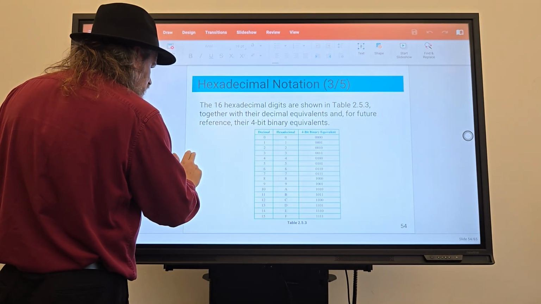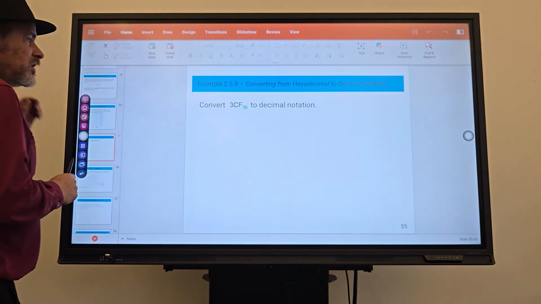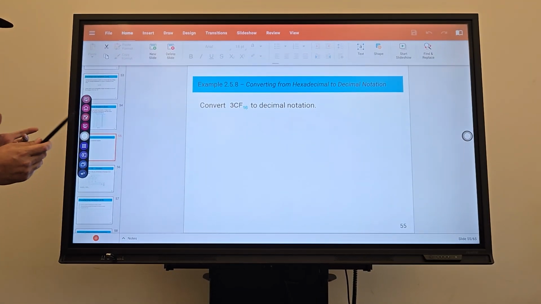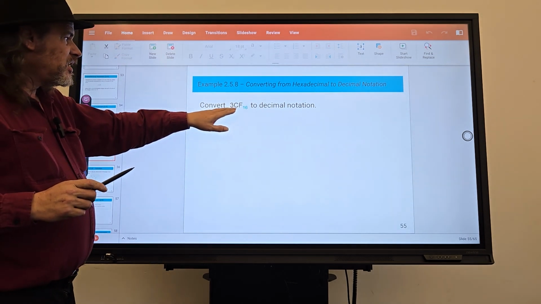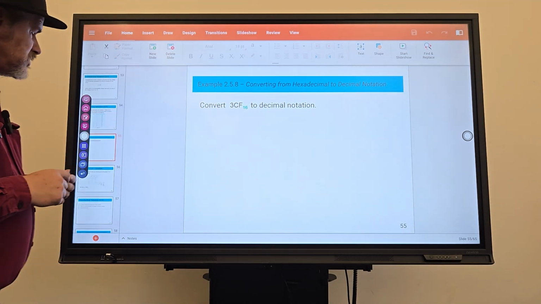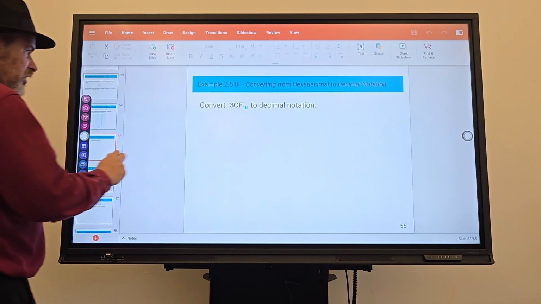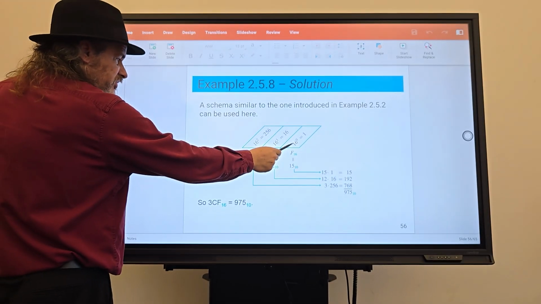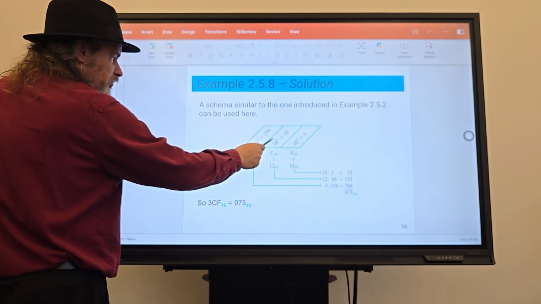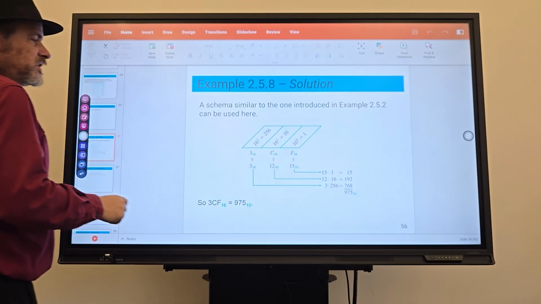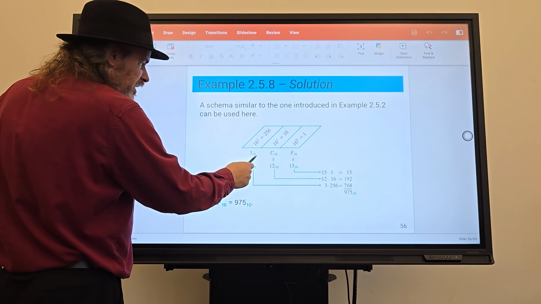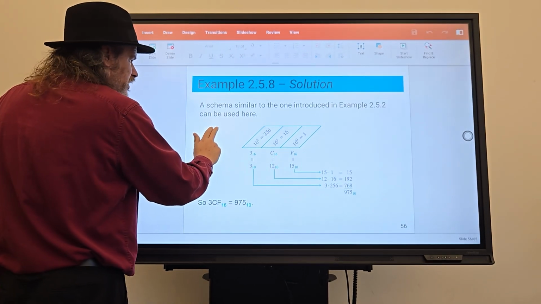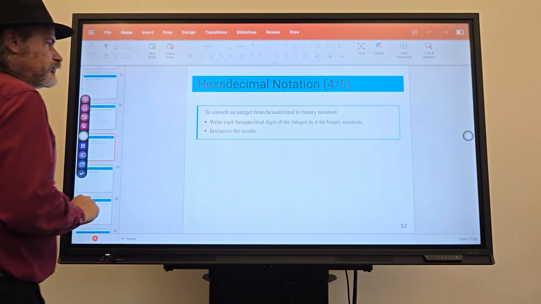I don't have the time to go through the process of converting 3CF to decimal notation, but the process is basically the same as binary. 16 to the power of 0, power of 1, power of 2, and multiply it by the value in those locations and go from there and add them up.